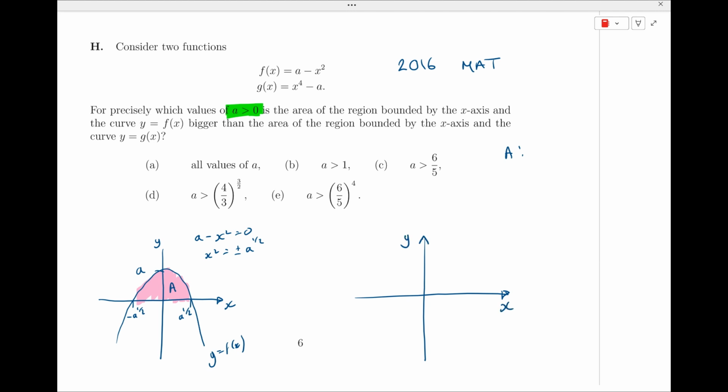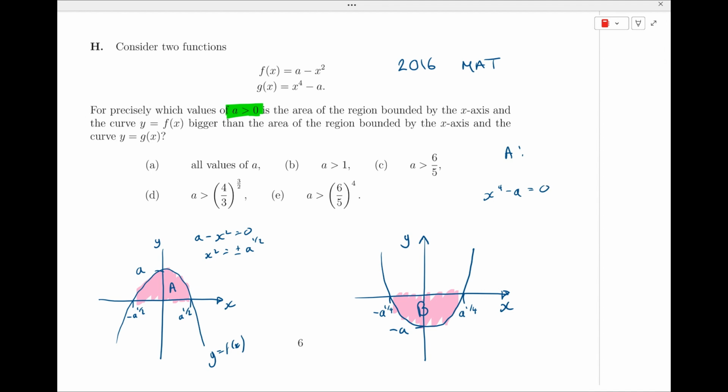So we draw our g of x, and that's going to look kind of like this. It seems to sort of flatten off a bit at the bottom. It's not actually flat, but it looks flatter than a parabola. And so this is negative a. Now, similarly, we want our intercepts, and using a similar method of saying x to the 4 minus a equals 0, we can quickly arrive at minus a to the quarter here, a to the quarter here, and the area we want is here. I'm going to call that area B.